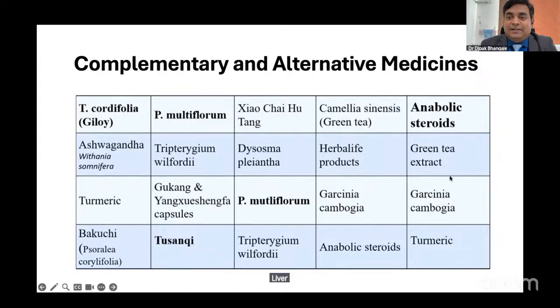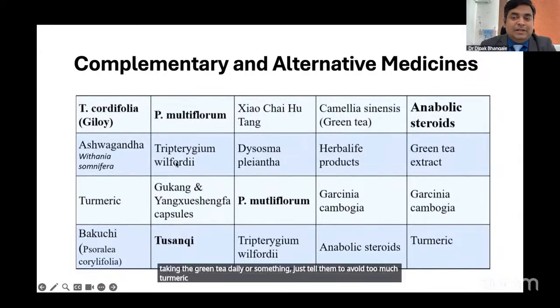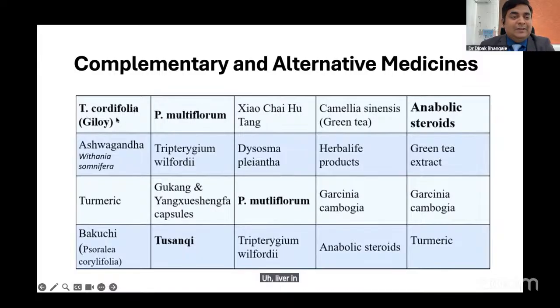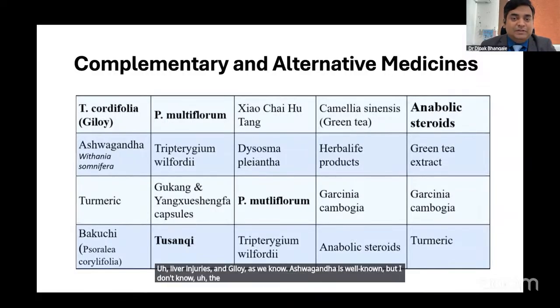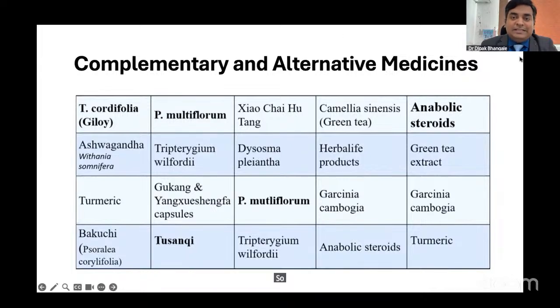You can see green tea extract. If a patient is taking green tea daily, just tell them to avoid it. Too much turmeric also causes liver injuries, and Giloy, as we know. Ashwagandha is well known, but I don't know whether pregnant women are using it or not. But these are Herbalife products, which are also commonly used. So keep a watch on this list.